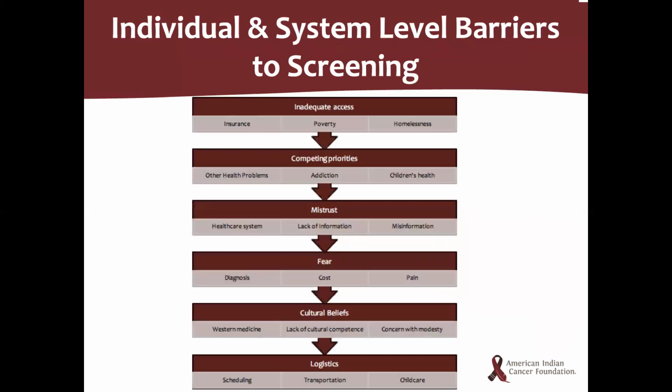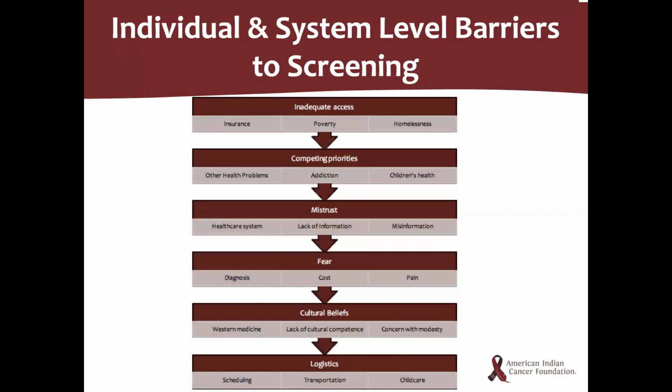And here we have some individual and system level barriers to screening. Some of these barriers may also increase the cancer rates in American Indian communities. Here we have inadequate access and availability to service, including poor access to healthcare due to low rates of health insurance, the high costs, socioeconomic issues, high rates of poverty and homelessness, and underfunded urban and tribal health systems.